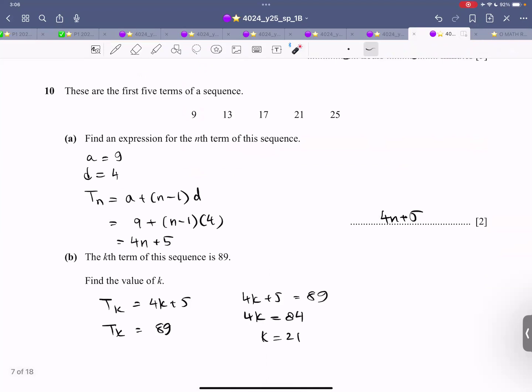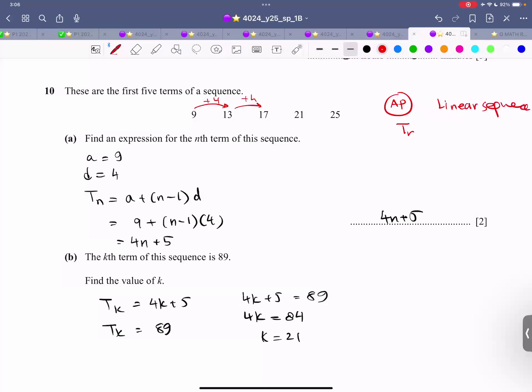Question number 10. These are the first 5 terms of a sequence: 9, 13, 17, 21, 25. So let me add something. 9 plus 4 is 13. 13 plus 4 is 17. Therefore, it's an AP, an arithmetic sequence, also known as a linear sequence.